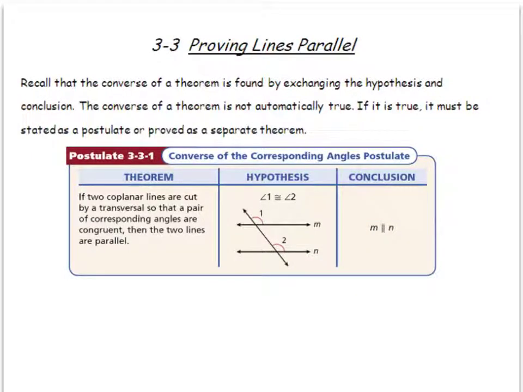All right, you guys, in 3.3 we're going to talk about proving that the lines are parallel. Before, we said if the lines are parallel, then these special things happen with the angles. Now we're kind of going backwards. Remember that the converse of a theorem is found by switching the hypothesis and the conclusion. So the converse of a theorem is not automatically going to be true. If it is true, it must be stated as a postulate or proved as a separate theorem.